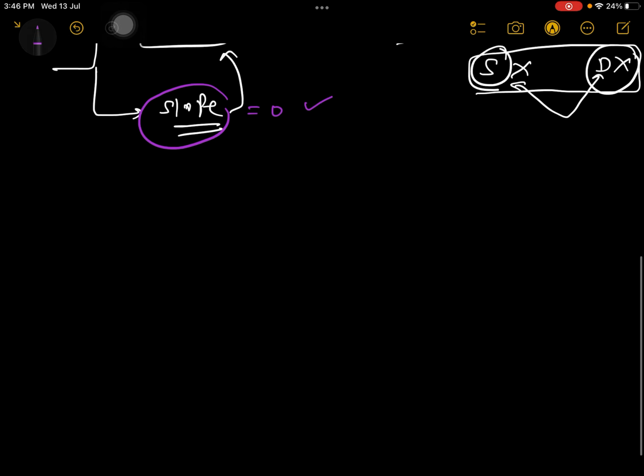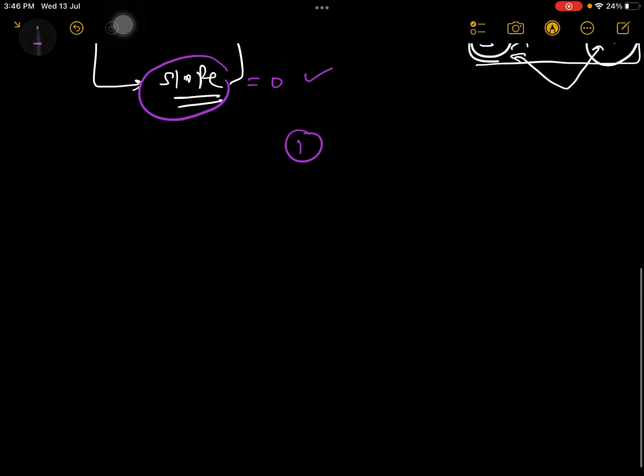So what are the outcomes from this graph? First thing, slope is not changing. Okay, first thing, is motion there or not? Yes, motion is there. What kind of motion is that?